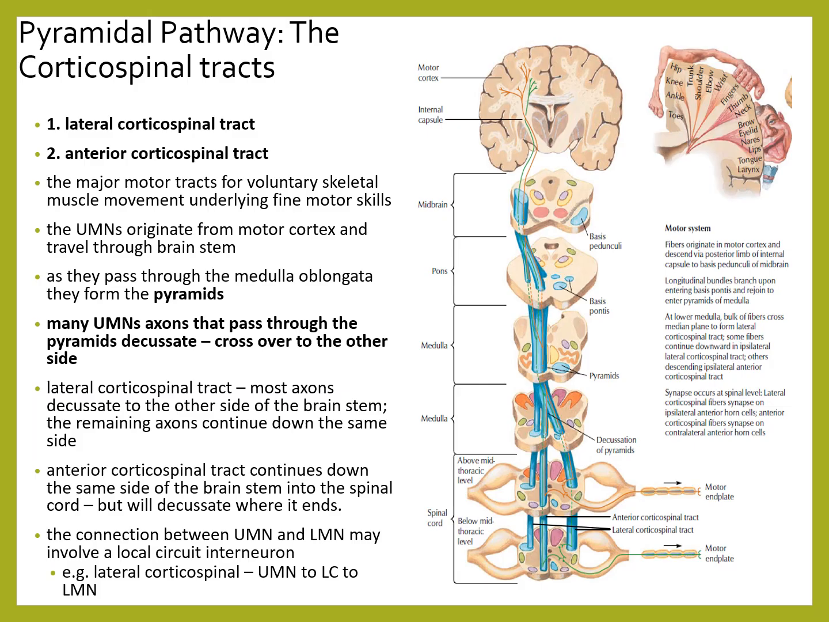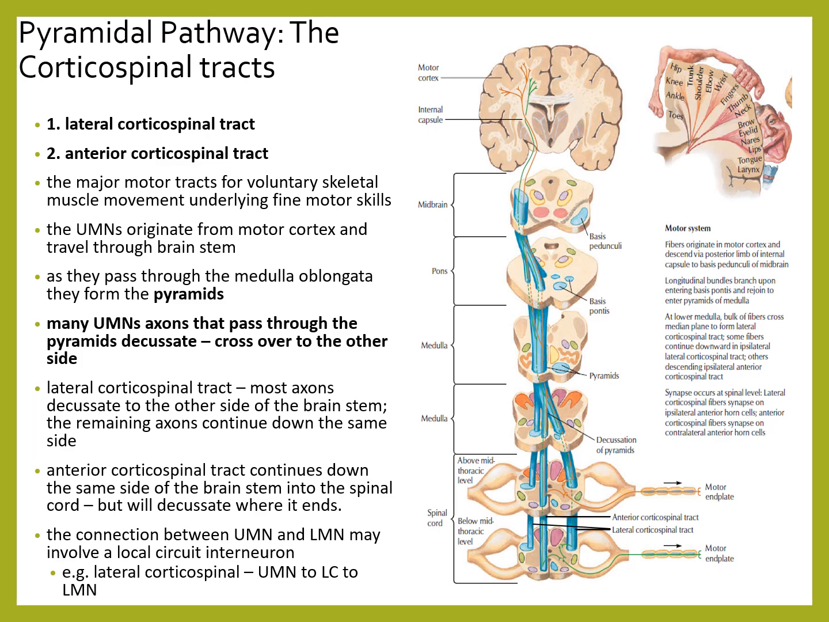The upper motor neurons are going to originate from the motor cortex. They're going to travel through the brainstem. And as they pass through the medulla oblongata, those axons will form physical bulges that are called pyramids. If you looked inside those pyramids, you would find that many of the axons from these upper motor neurons are going to cross over to the other side of the brainstem. And in anatomy and physiology, the crossing over of axons is called decussation. So if you looked into the pyramids, you would find that most of the upper motor neurons traveling through the pyramids are going to decussate to the other side.